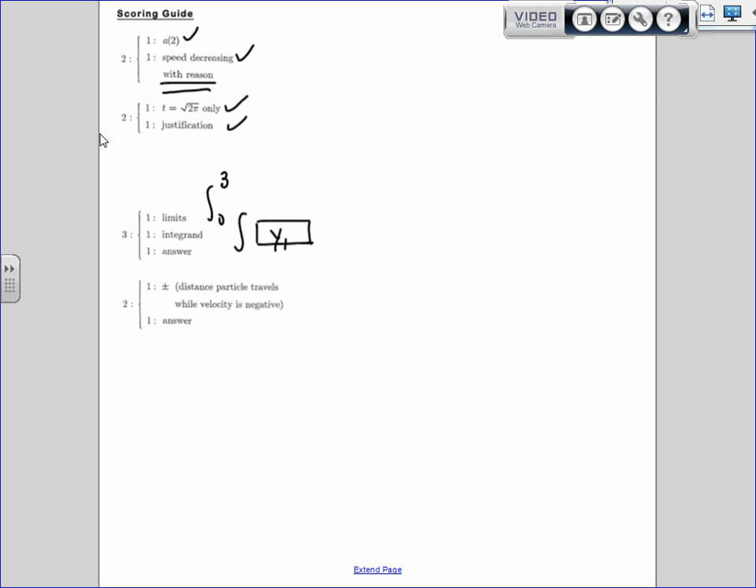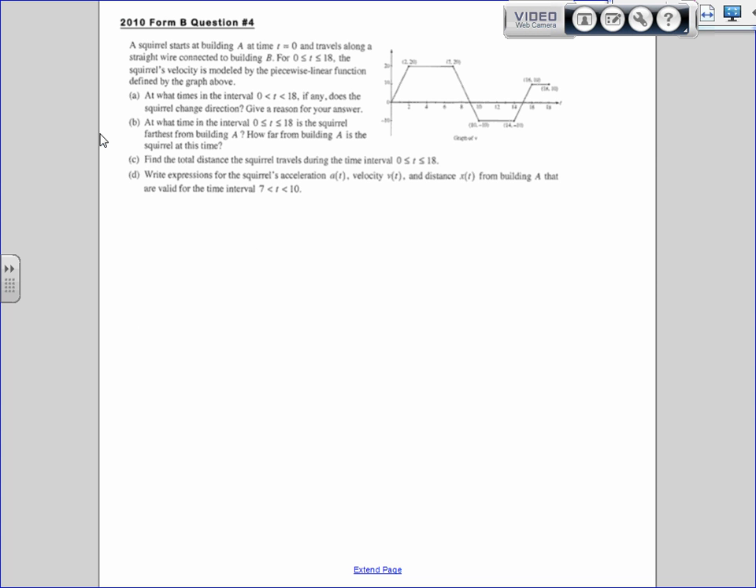You get 1 point for knowing that it's traveling a certain distance while the velocity is negative. So knowing that distance is positive, you need to find all those different things, and 1 point for your answer. So 9 points total. Does this kind of make sense? This one's a little bit easier.